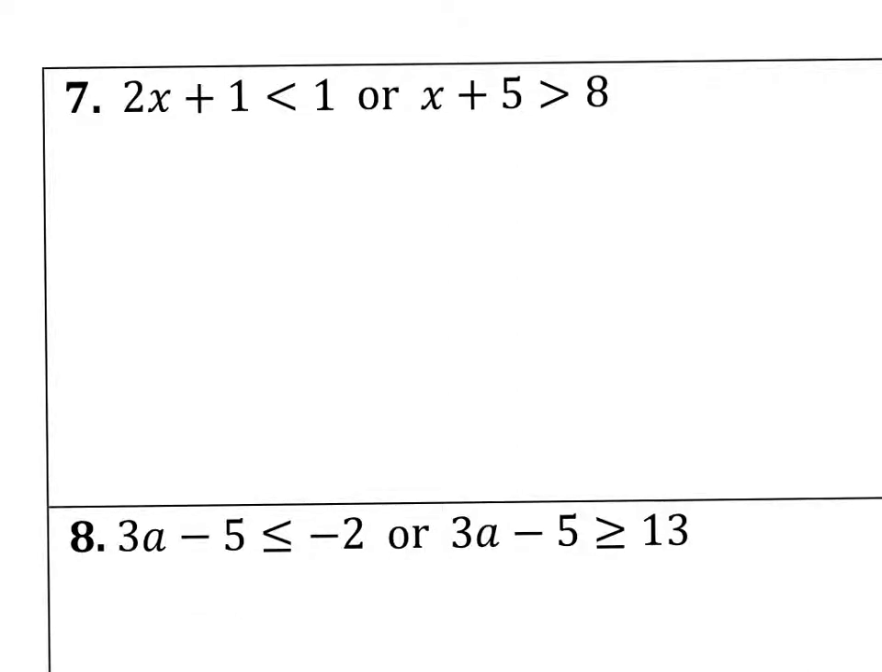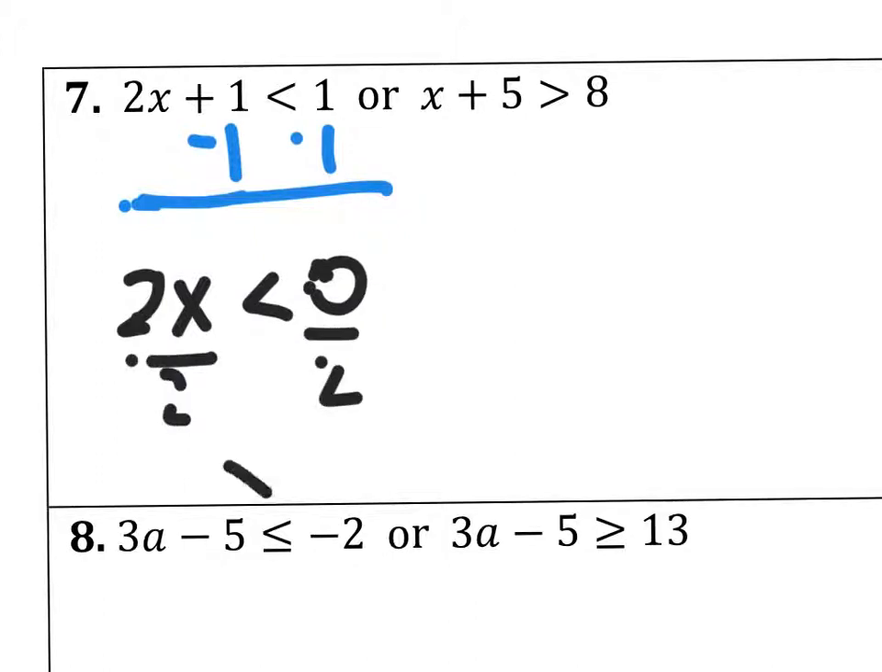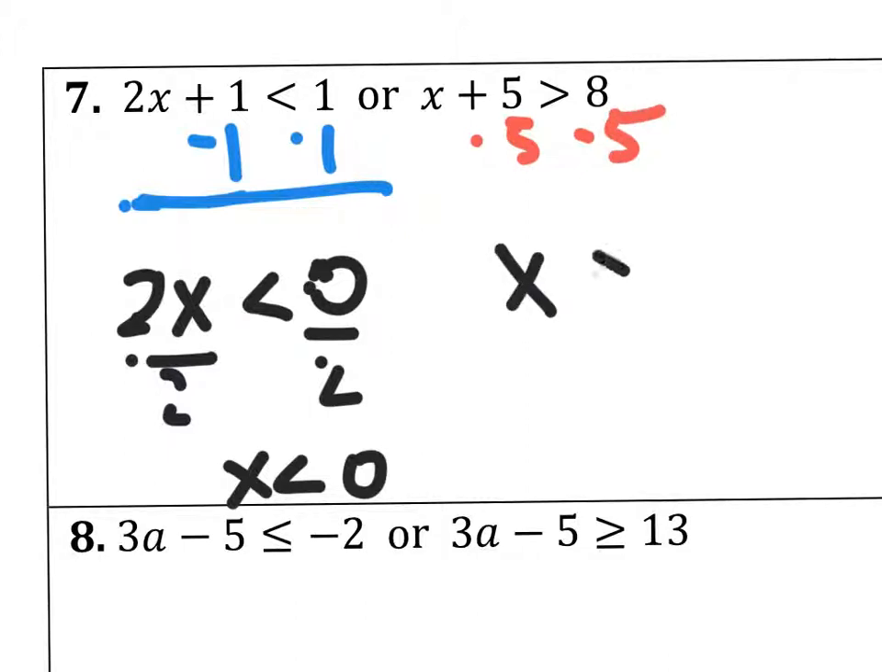Alright, again, we got an OR statement, so we have two different ones to do. We're going to solve each individual piece, so we're going to subtract 1, and we get 2x less than 0. Divide by the number out in front of x, which is 2. We get x is less than 0. Alright, do the second one over here. Subtract 5, and we get x is greater than 3.